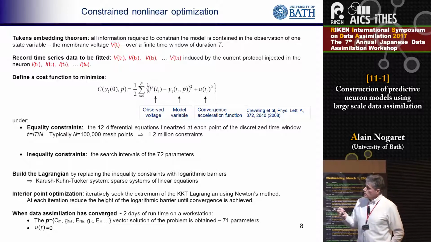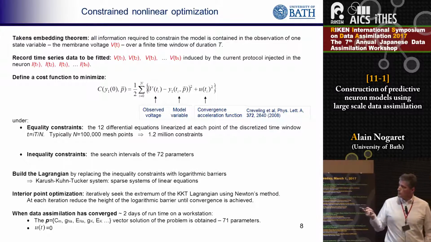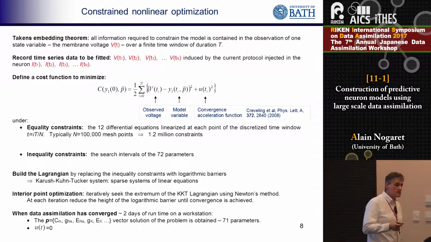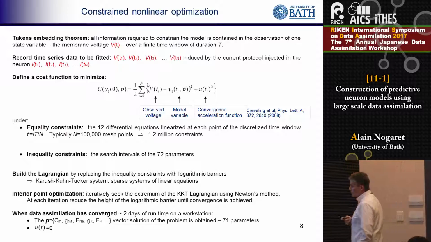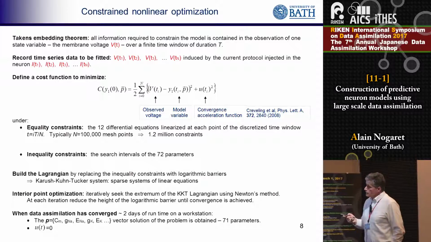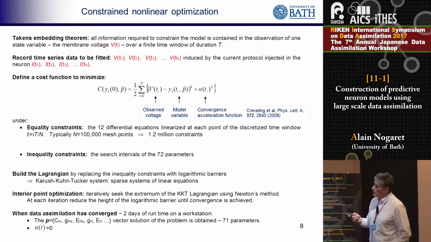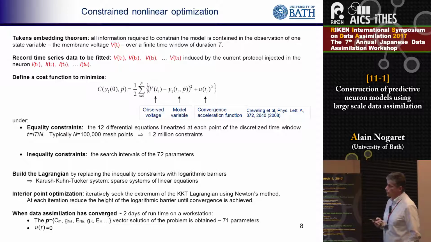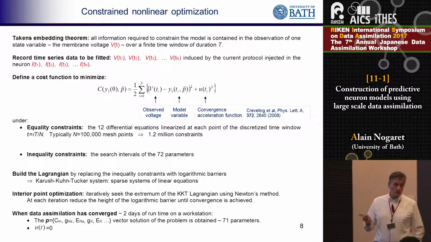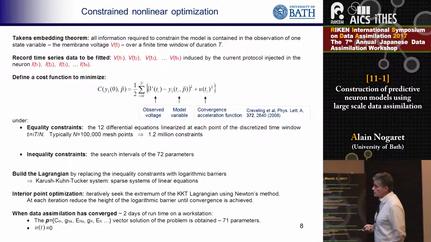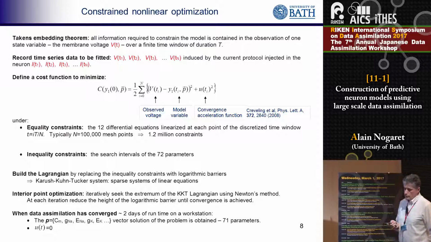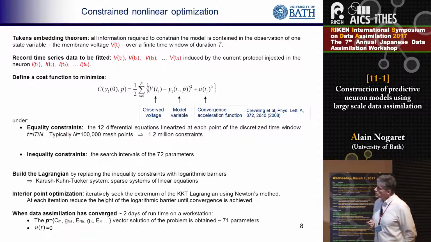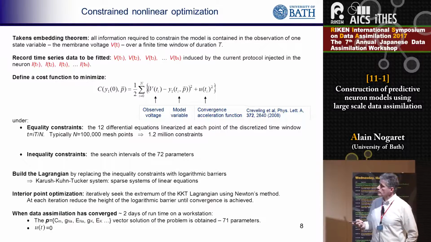Then you define a cost function which you want to minimize. This cost function measures the distance between the observed voltage and the model voltage, the variable of the model y1. And this cost function depends on the parameters of the model and also the initial condition of the model. So the purpose of the game, obviously, is to minimize this cost function. And there is an additional regularization term, which is essentially to facilitate convergence.